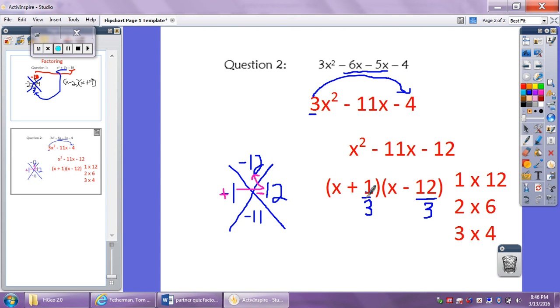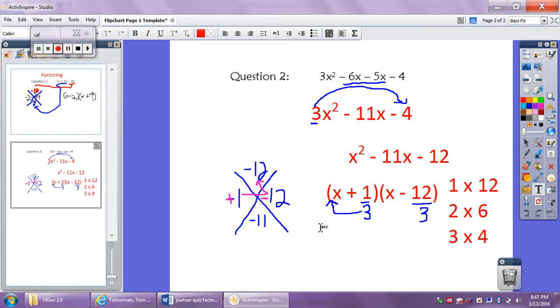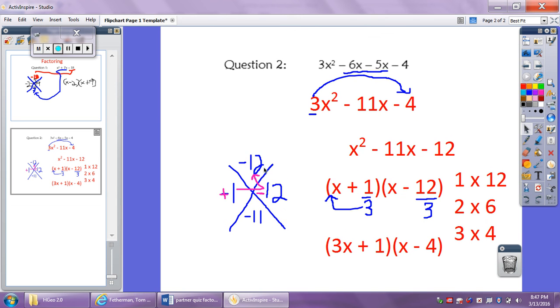Well, 1 divided by 3, we can't do it, it gives us a decimal, so we take that 3 and we put it in the front. And we know that 12 divided by 3 will give us 4. So our final solution here is 3x plus 1 times x minus 4. And that is how we factor these two. When we make this little x or cross, it just helps us realize, well, these are the two values I need to get, negative 12 and negative 11, so I ensure that I have the correct solution.